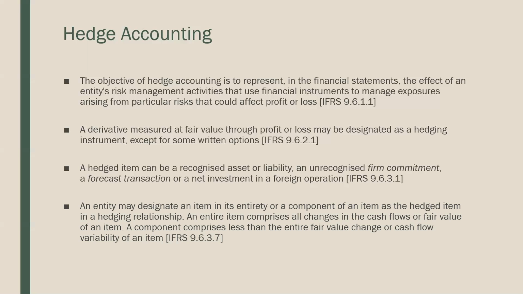An entity may designate an item in its entirety or a component of an item as a hedged item in a hedging relationship. An entire item comprises all changes in the cash flows or fair values of an item. A component will comprise less than the entire fair value change or cash flow variability of an item. And that just basically means that a company does not necessarily have to hedge 100% of its position. It can choose to hedge a portion, 70%, 80%, and so on.